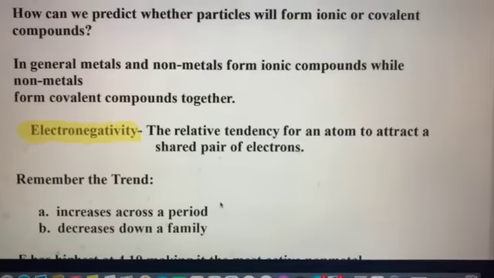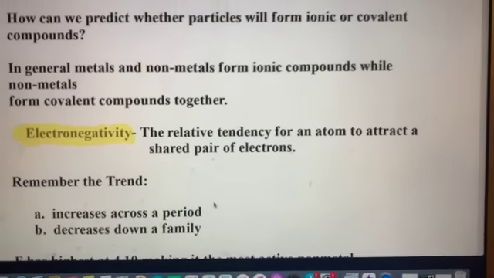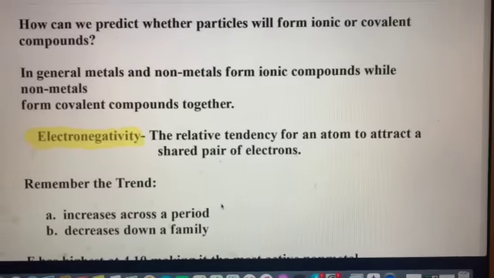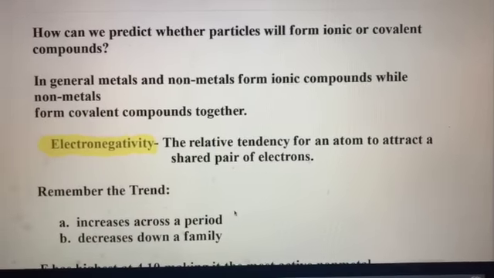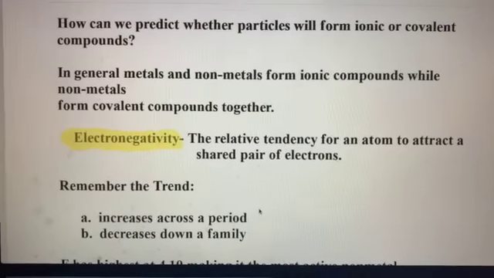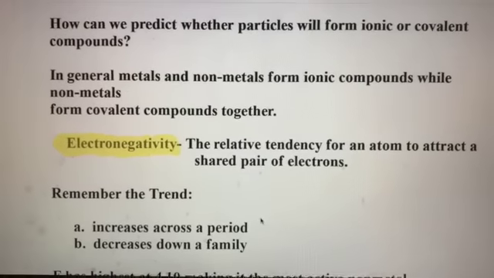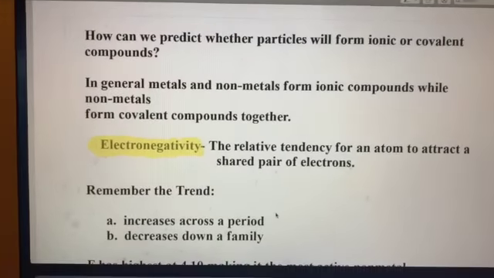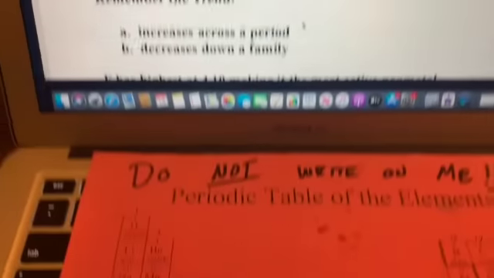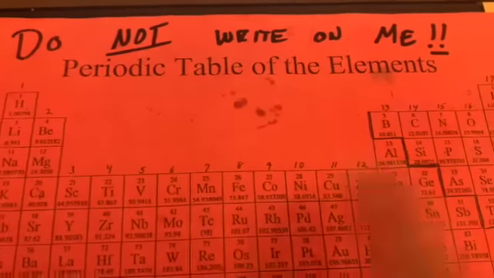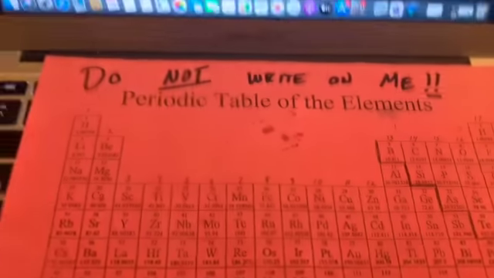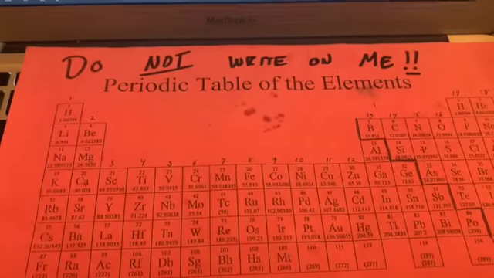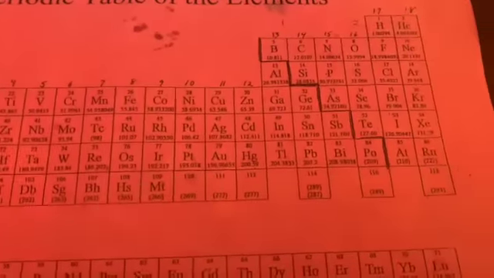There is something that is known as electronegativity. Electronegativity is the relative tendency for an atom to attract a shared pair of electrons when it is bonded to another atom. The general trend for electronegativity is that it increases across the period. So as you move from left to right, electronegativity gets larger, and it decreases as you go from top to bottom. Now, there is an exception to this.